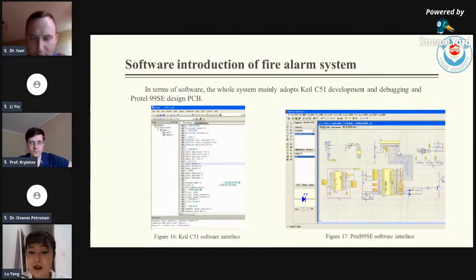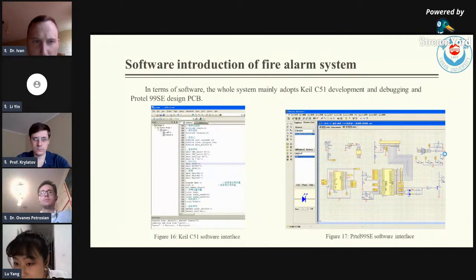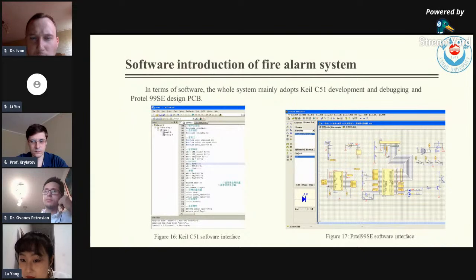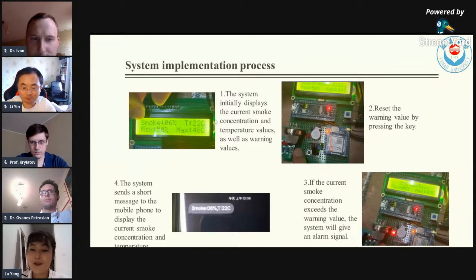We can see it has a series of circuits, such as this is the temperature detection module, and this is the sound light module. This is the LCD module, and this is the main module. And the last part introduces the workflow of the whole system.